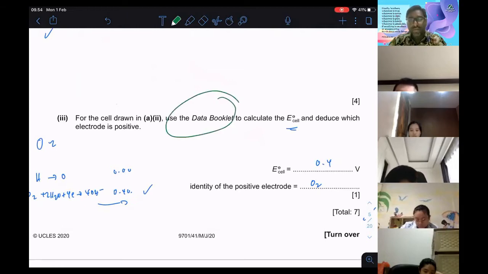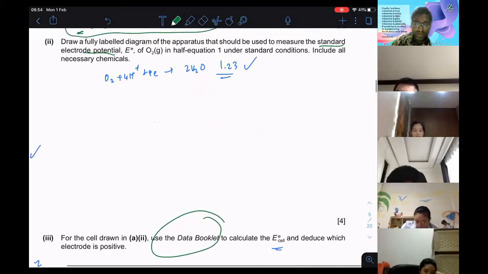Yeah, you see, it's good that they are asking you to refer to the data booklet, but not all the time. I think in certain cases it is understood that you need to use the data booklet. But in this case: draw a fully labeled diagram to measure the standard electrode potential of O2 in a half equation under standard condition. Include all the necessary chemicals. So you need to measure the standard electrode potential of O2 in half equation 1, which means you need to write the entire thing.